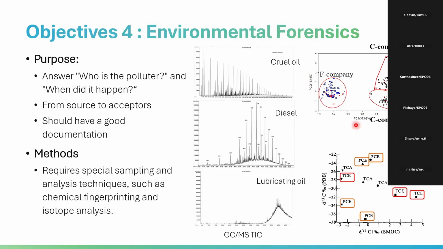For example, this is the characteristic of the oil in Taiwan. So this is from the Formosa. These two are from the CPC, Taiwan Petroleum Company, and you can figure out they have very significant characteristics, and we can identify who is the polluter. And of course, you can use the isotope method to identify the sources of TCE from different factories.